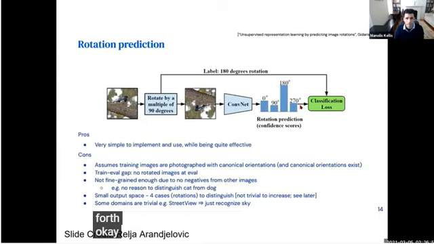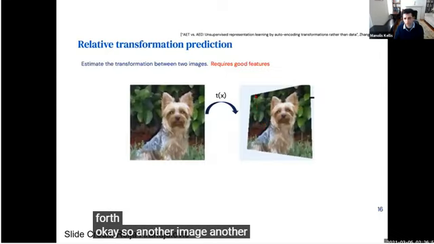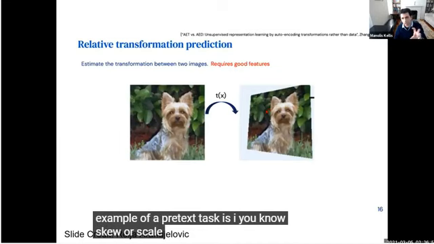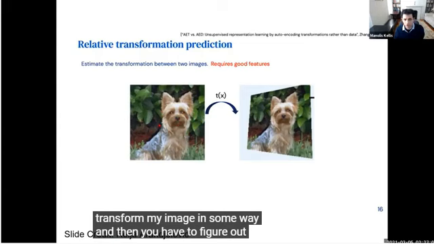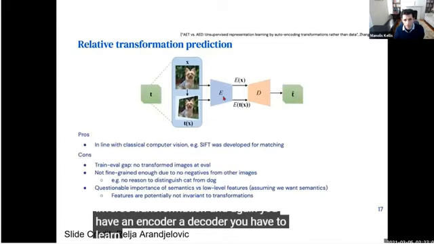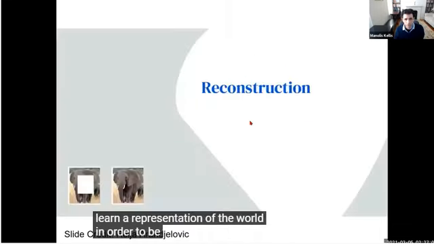Okay. Another example of a pretext task is that I skew or scale or stretch or transform my image in some way, and then you have to figure out the inverse transformation. Again, you have an encoder and a decoder, and you have to learn a representation of the world in order to be able to do that.